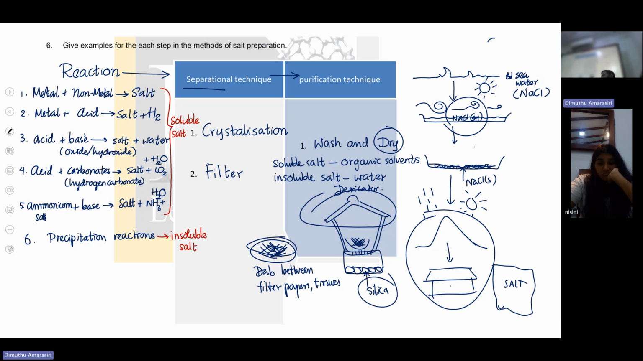In the factory, it is further purified and converted into salt powder. It's called table salt, what we usually consume.